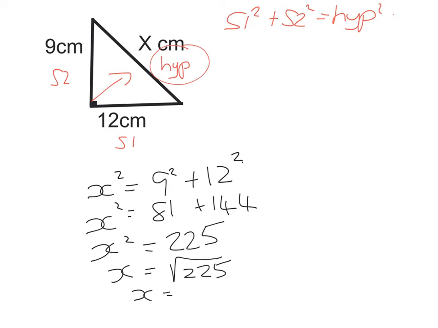Square root of 225 is 15. So this one came out exactly, so 15 centimetres. Now, what have I done here? I've essentially just written out my formula and substituted in the values as I did before, and then I've worked through.